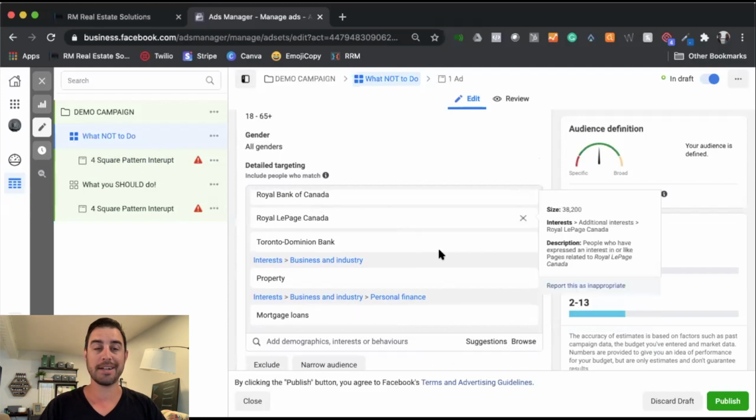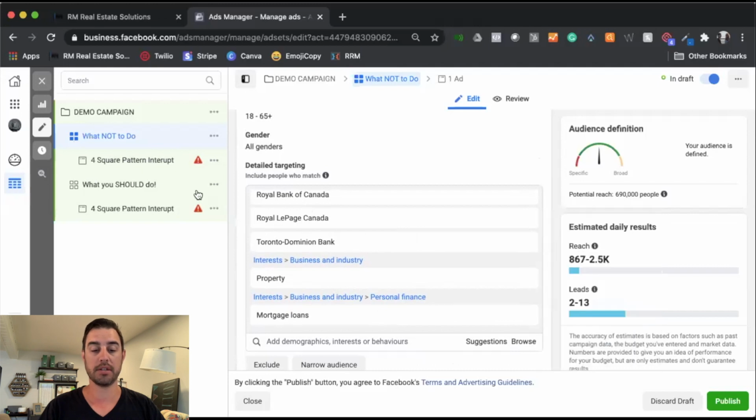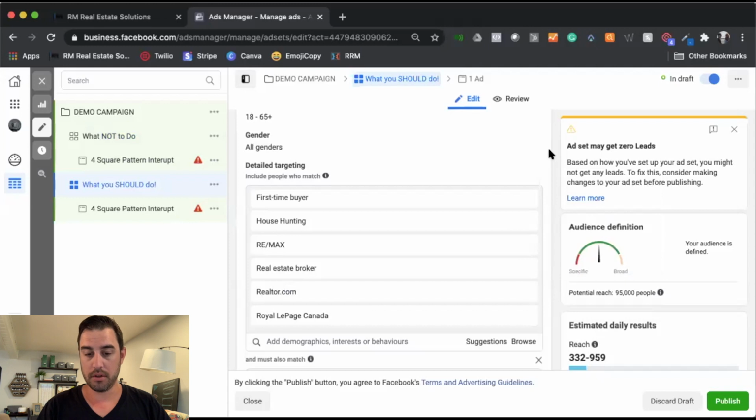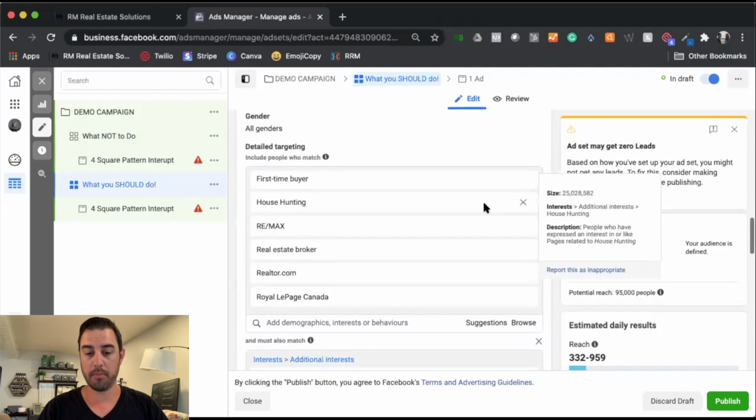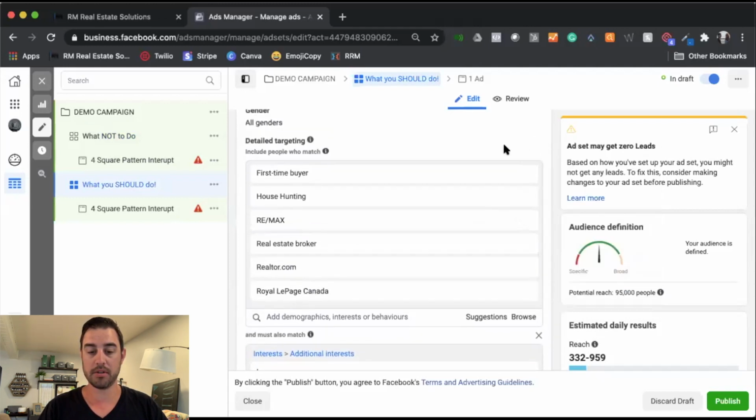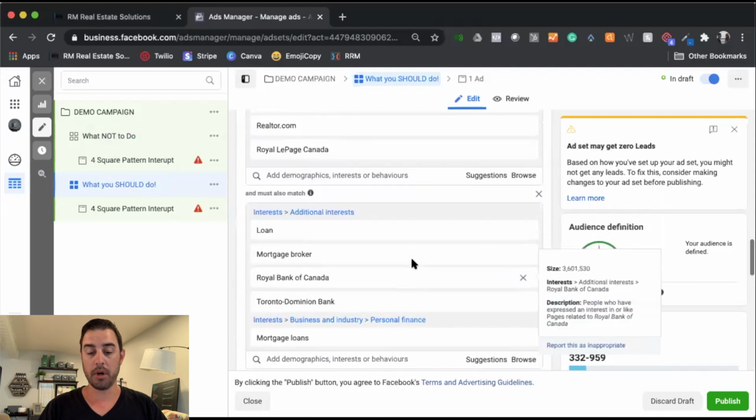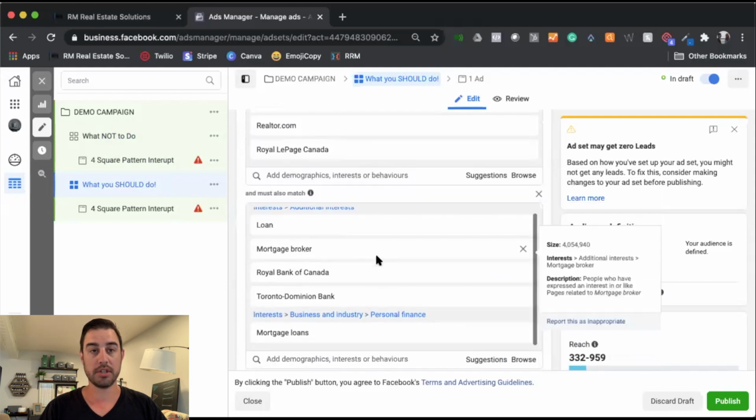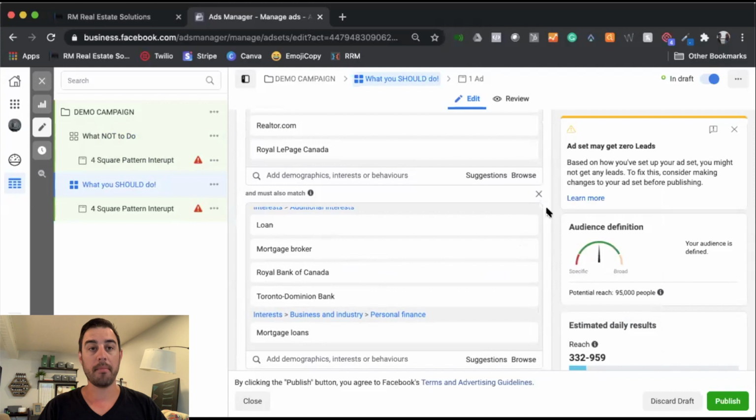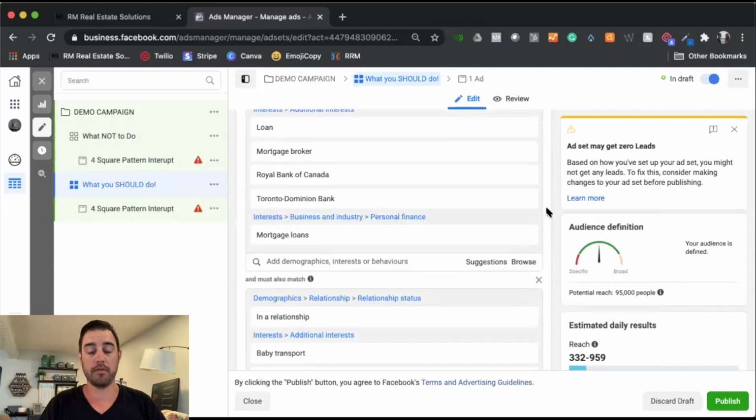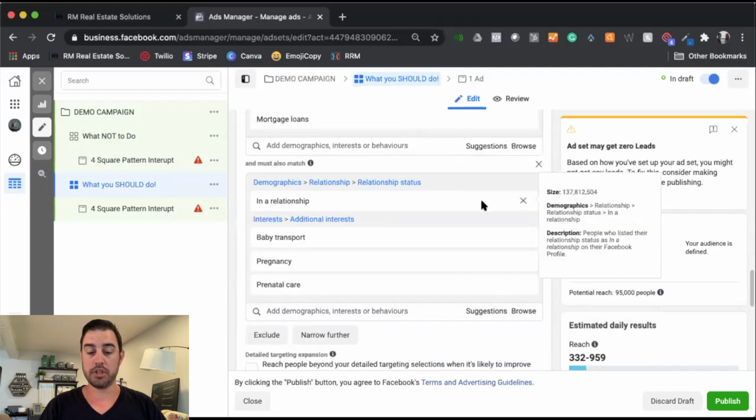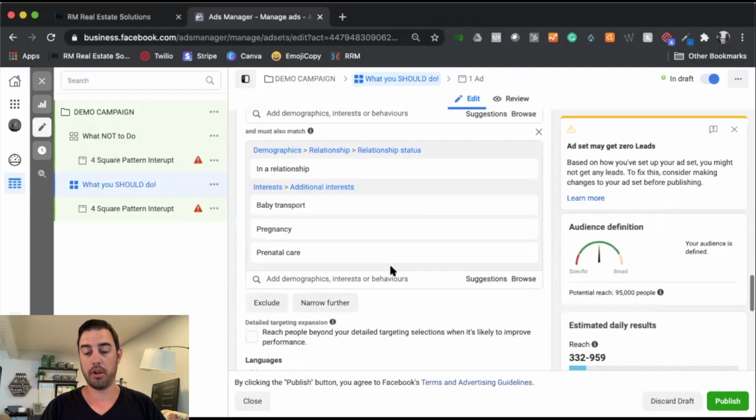I took the exact same targeting demographics and I've plugged them into this ad set here. So you'll notice that the detailed targeting is now broken up into 3 different segments. So I've got my home buyer real estate broker interests right here. I've got my mortgage loan and bank interests in here. And then I've got my target audience of somebody who's potentially going to be part of a growing family in a relationship, baby transport, pregnancy, prenatal care, all of that sort of stuff.